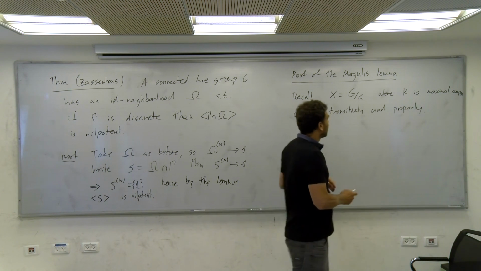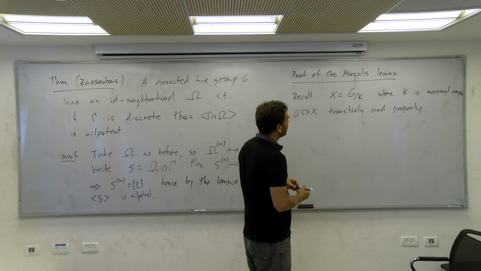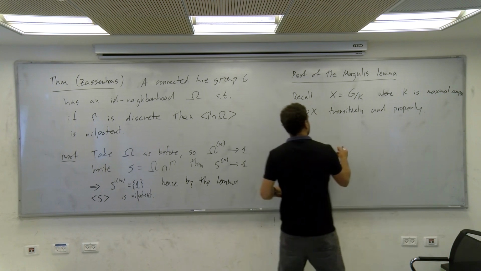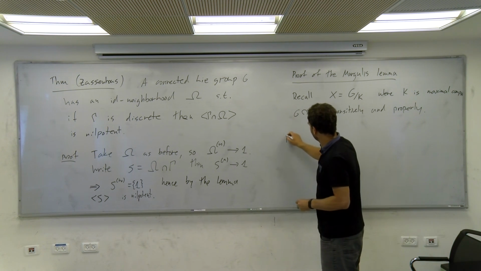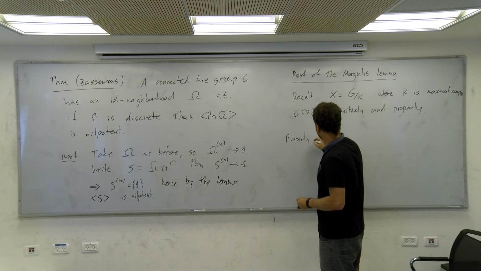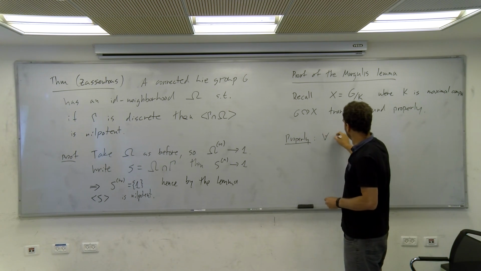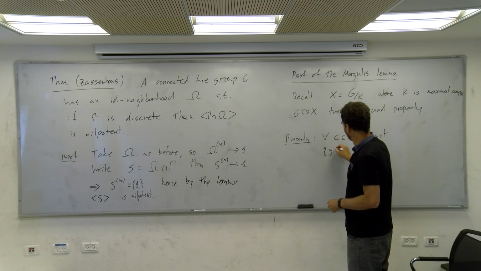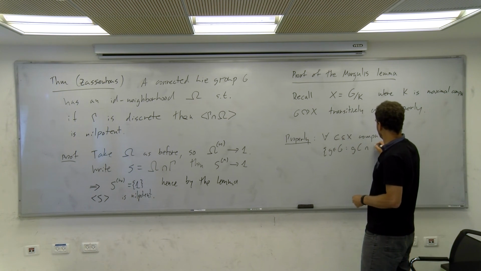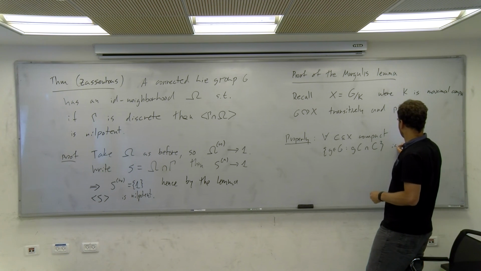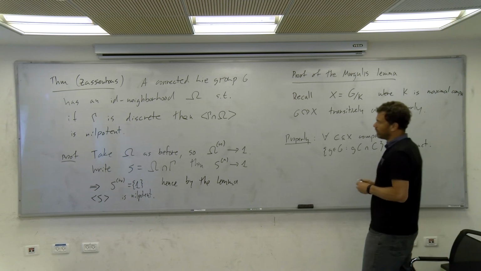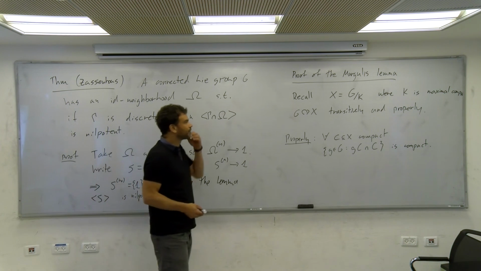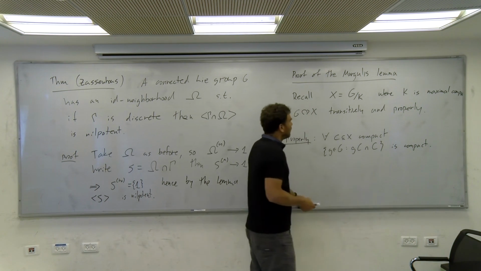Now, what do I mean by properly? Properly means that for any compact C in X, all g in G such that gC intersect C is compact. Basically, it follows immediately from the fact that it acts by isometries and the stabilizers are compact. So it acts properly.